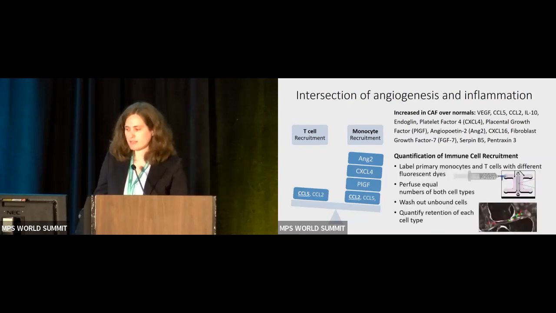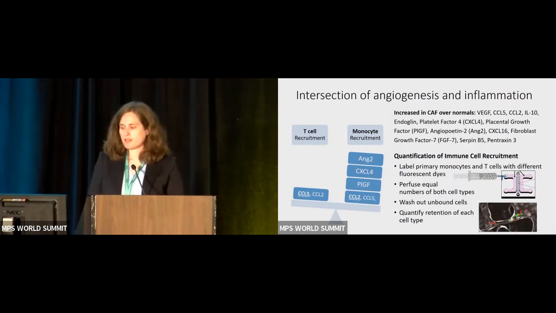So we started looking at how angiogenesis and inflammation are connected in this tumor microenvironment model that's created using the cancer-associated fibroblasts. In order to quantify immune cell recruitment in this model, we label primary monocytes and T cells with different color fluorescent dyes. In this case, this is from blood from healthy donors. And we perfuse equal numbers of both cell types for an hour under gravity-fed flow, and then wash out the unbound cells before quantifying the retention and relative abundance of each cell type in these models.